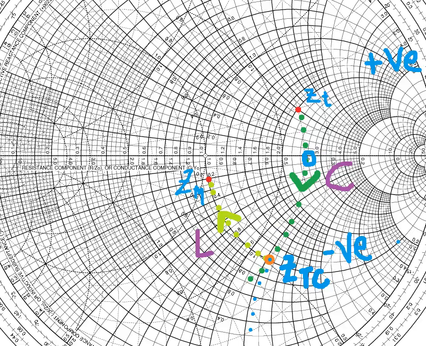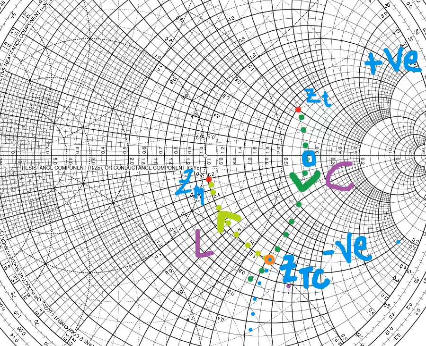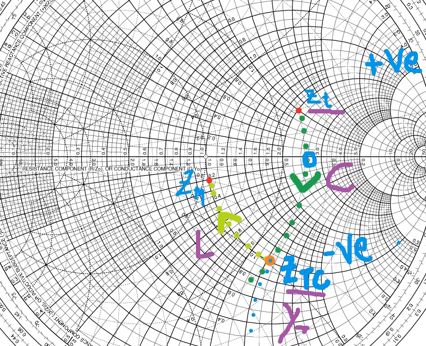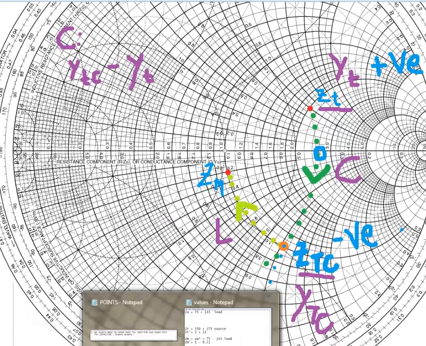Now how? It's very simple. For getting the value of the capacitor, we will subtract ZT from ZTC. But keep in mind, because we are on the Y circle, we will be using the values of YTC and YT. So for getting the value of the capacitor, we will do YTC minus YT. Now let's move on to notepad.